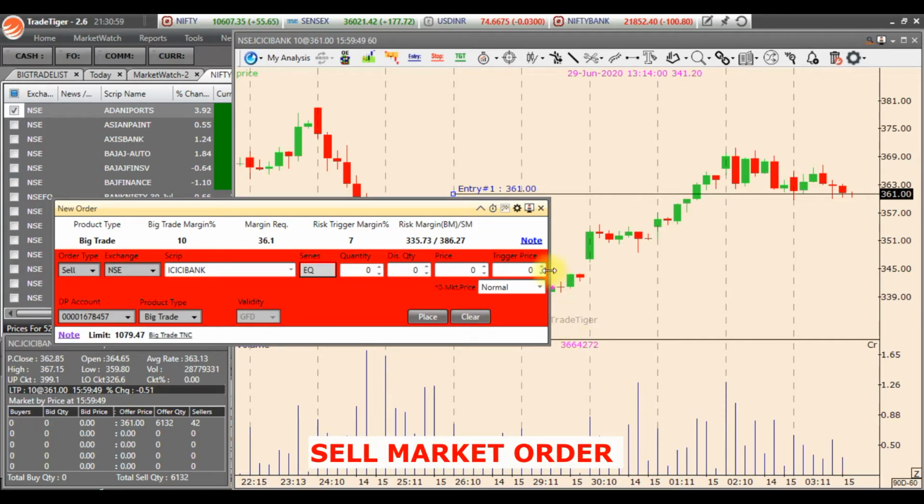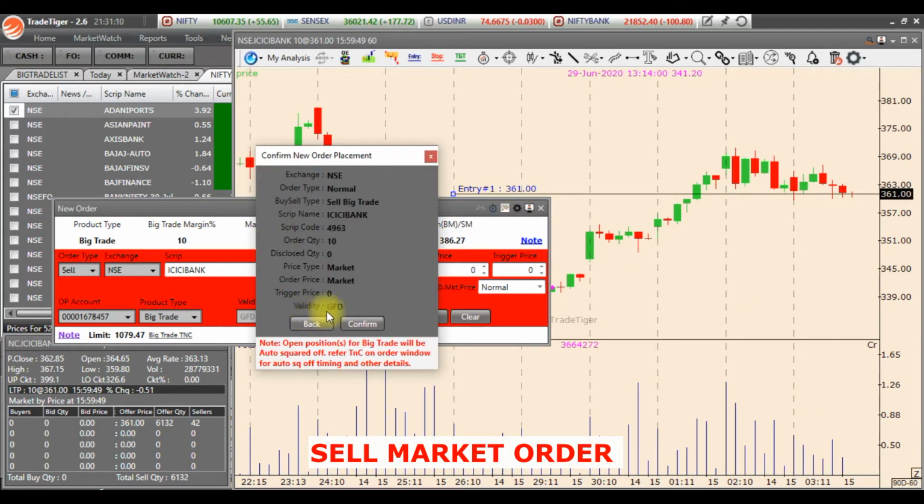So go and press it. Ensure the price is 0 and place it. Automatically the order will be sent as a market order to the exchange.